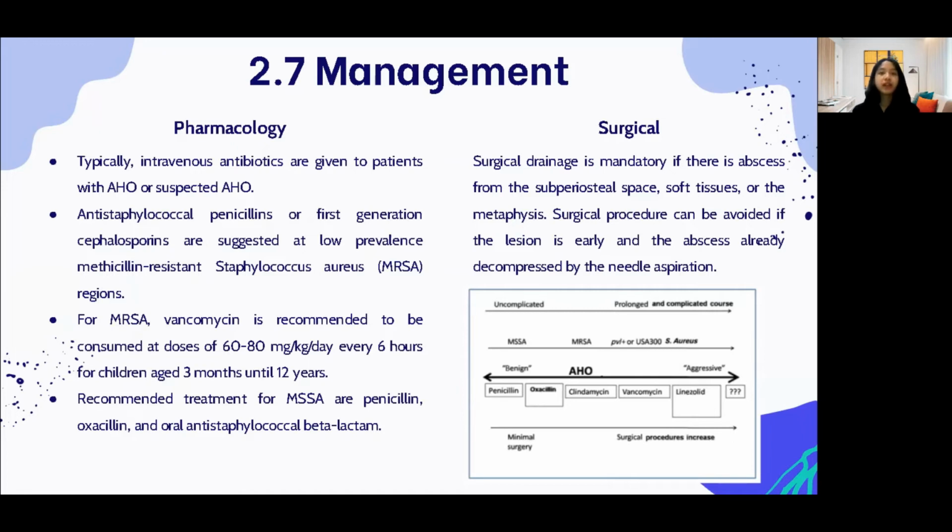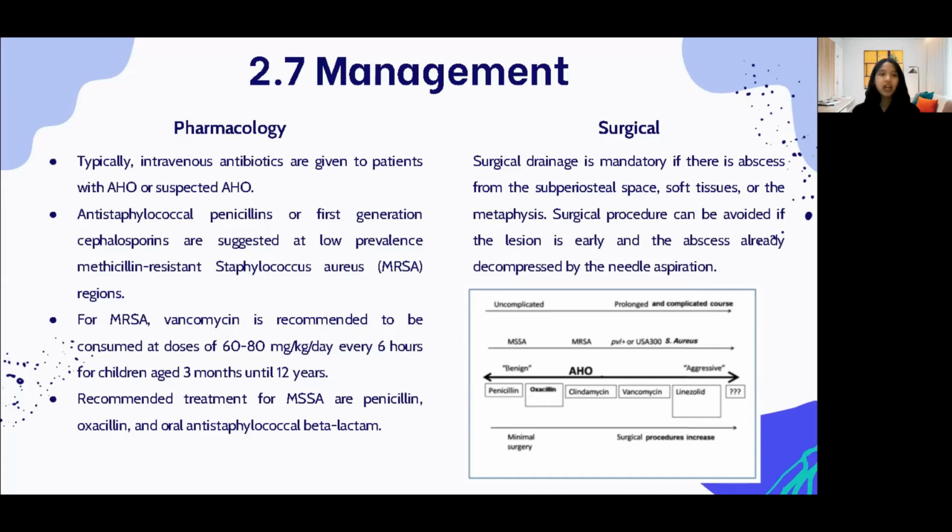Today I will explain to you about management of acute hematogenous osteomyelitis. Typically, intravenous antibiotics are given to the patients with acute hematogenous osteomyelitis or suspected acute hematogenous osteomyelitis. Antistaphylococcal penicillins or first-generation cephalosporins are suggested in low prevalence MRSA or methicillin-resistant Staphylococcus aureus regions.